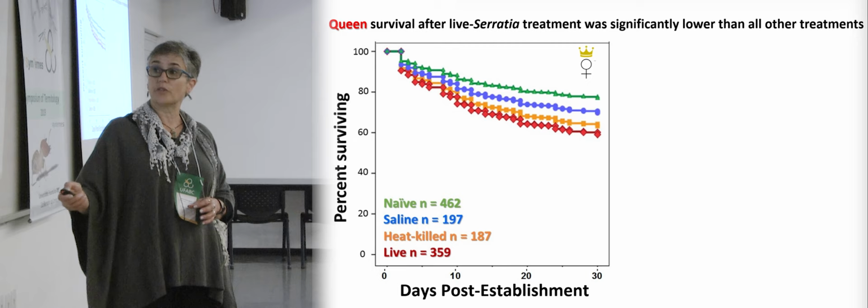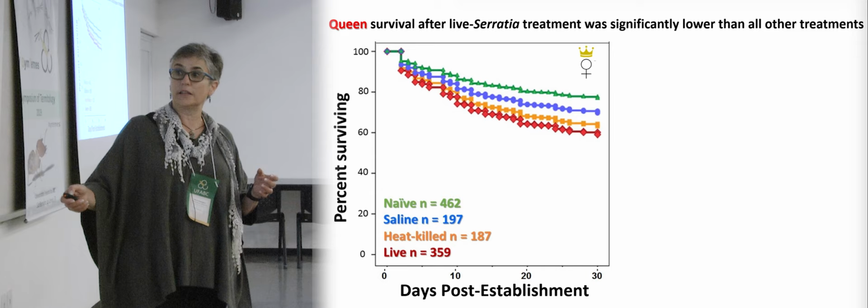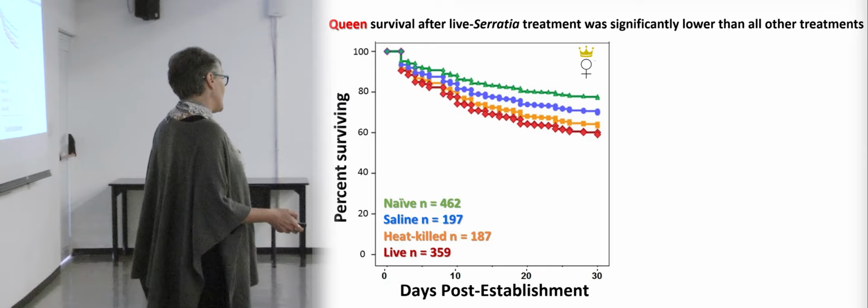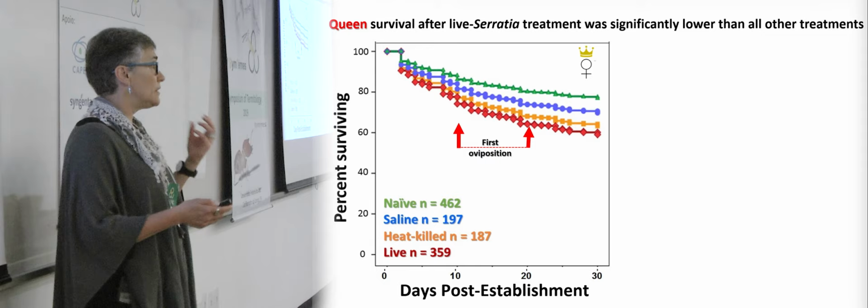This is normal mortality. Nothing, you know, in 30 days, you already lose almost 15% of the colonies. Blue is saline, yellow here is heat-killed, and the lowest survival was for those that were exposed to the live bacteria. Makes total sense, okay? But it's important to show this because here is the time when we see first oviposition. Between day 10 and 20, these colonies are going to start giving us those eggs.